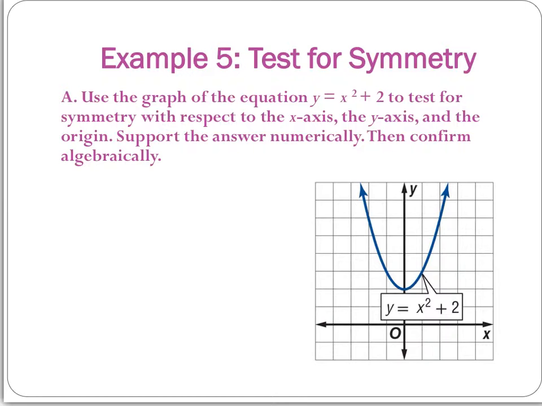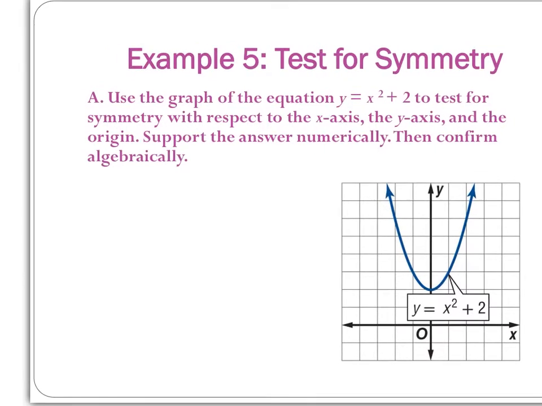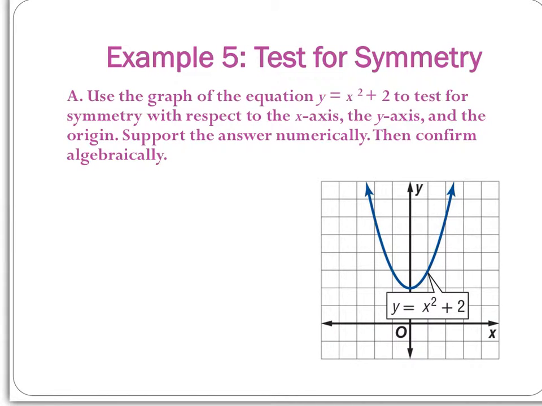In example 5, we're going to test for symmetry. And in part A, we're going to use the graph of the equation y equals x squared plus 2 to test for symmetry with respect to the x-axis and the y-axis and the origin. And we're going to support the answer numerically with a table of values. And this is going to be enough for me. I don't expect you to do the confirmation algebraically.